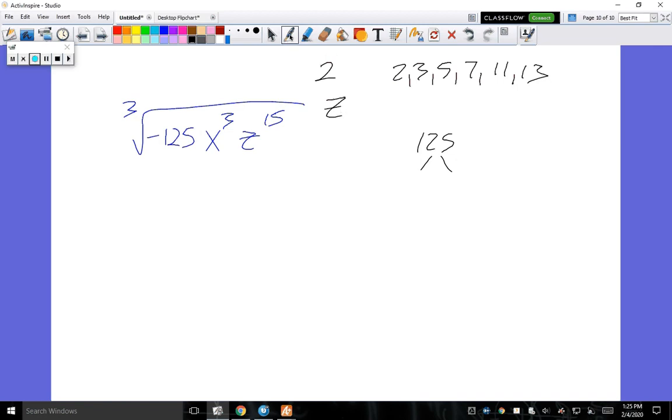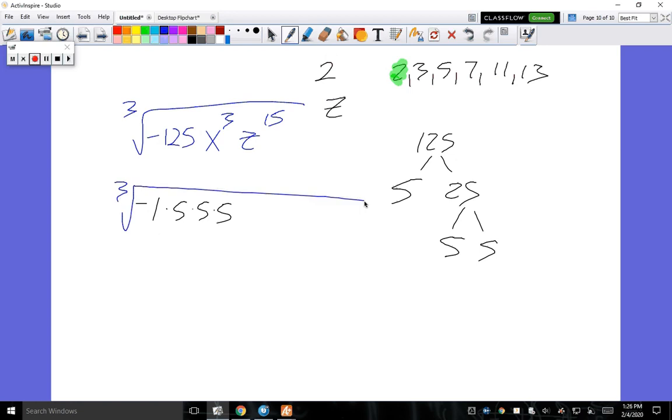All right. Can I divide 125 by the first prime number of 2? No. Can't. What's the first prime that I'm going to be able to divide 125 by? 5. So it's 5 times 25. This will split up to 5 and 5. So this is negative 1 times 5 times 5. So 3 5s. How many x's do you see? 3 x's. If that helps you, write them out. But I'm not about to write out 15 z's. I think you'll get the pattern already.